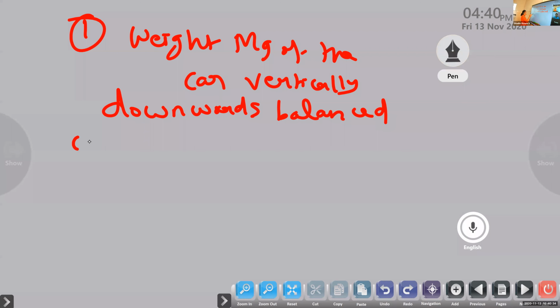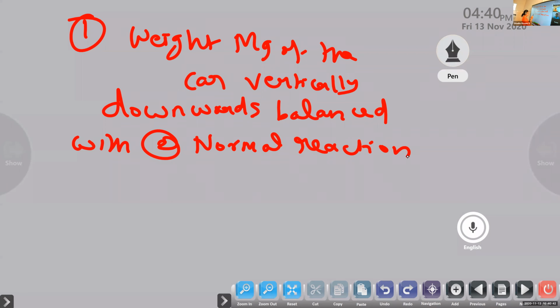Balanced with number 2, the normal reaction force.